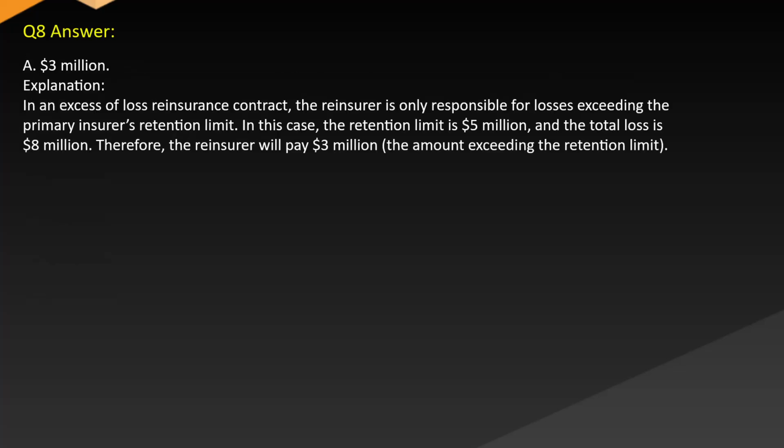Answer: A. $3 million. Explanation: In an excess of loss reinsurance contract, the reinsurer is only responsible for losses exceeding the primary insurer's retention limit. In this case, the retention limit is $5 million and the total loss is $8 million. Therefore, the reinsurer will pay $3 million, the amount exceeding the retention limit.